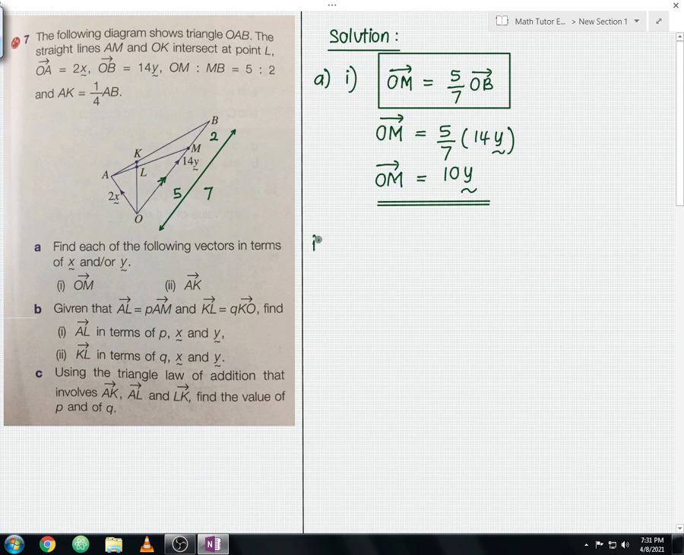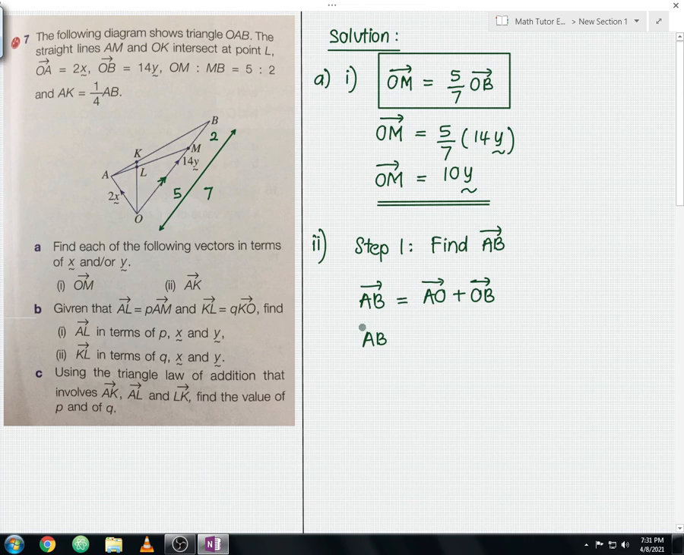Okay, so let us begin our working. Step 1: find vector AB. To find the vector AB, you need to sum two vectors. In this case it will be vector AO plus vector OB. Let us continue our working.